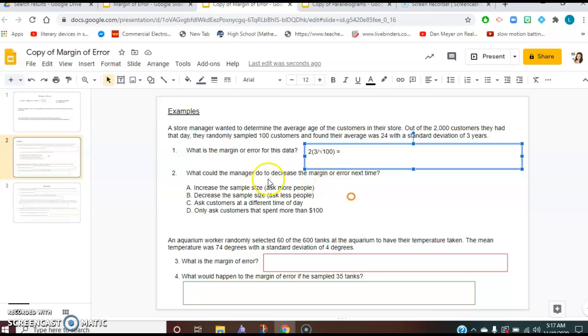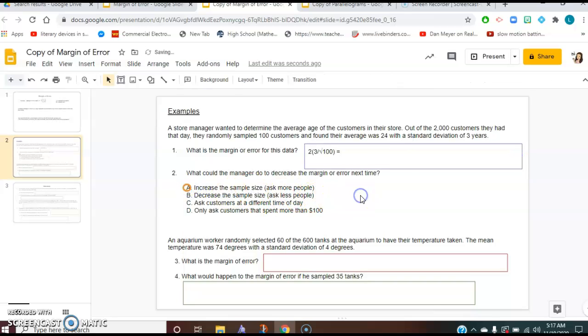Number 2, what could the manager do to decrease the margin of error next time? This is always the answer. Increase your sample size. That's the only way to get a smaller margin of error. All right, so if you want to pause the video here and try the next one, and then I'll go over the answer.